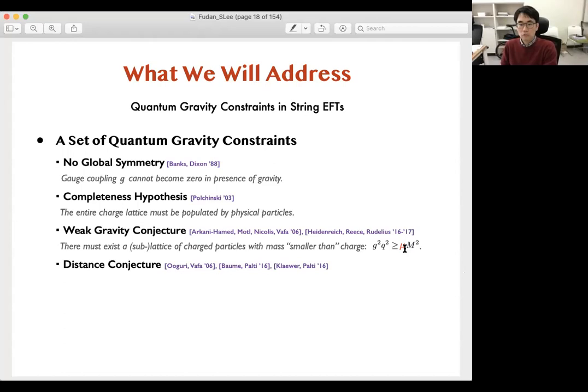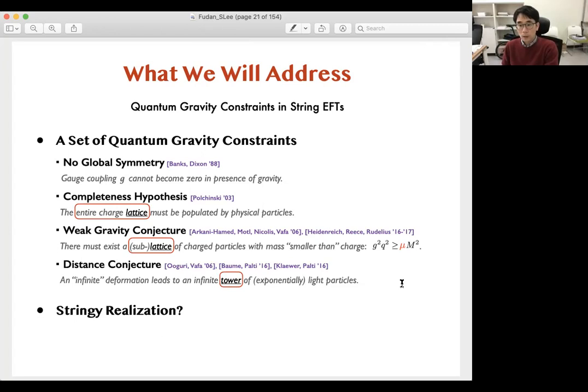Last but not least is the distance conjecture. The claim is that if you deform the theory too much, then there must arise an infinite tower of light states whose mass scale is suppressed exponentially by the distance. Let me emphasize that all of this, except for the first one, predicts a certain tower of particles, which is a very strong claim.